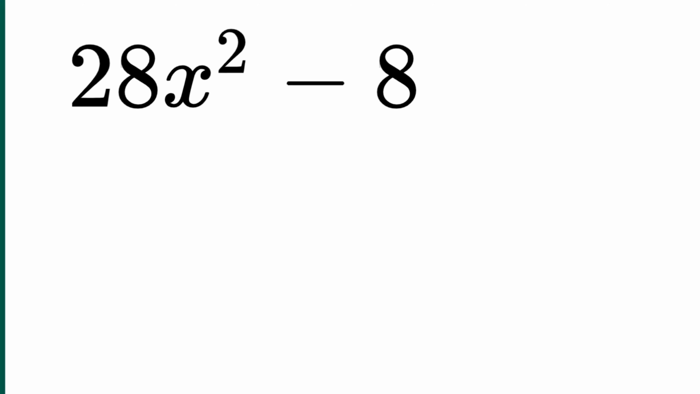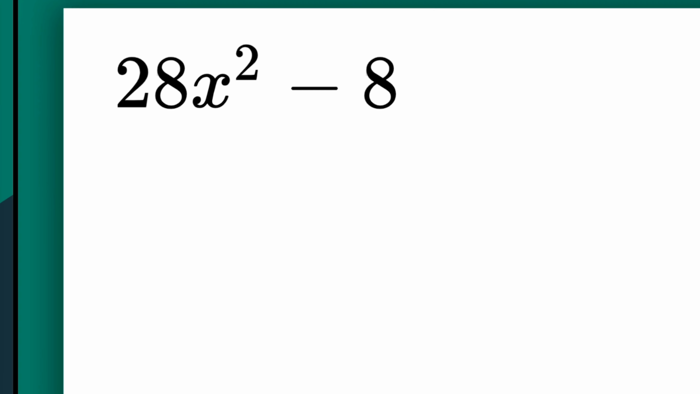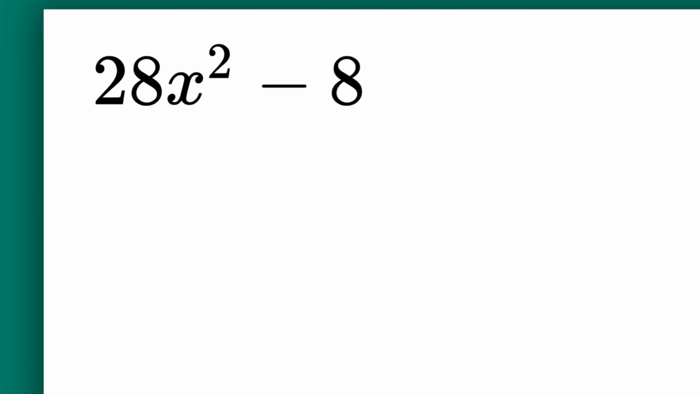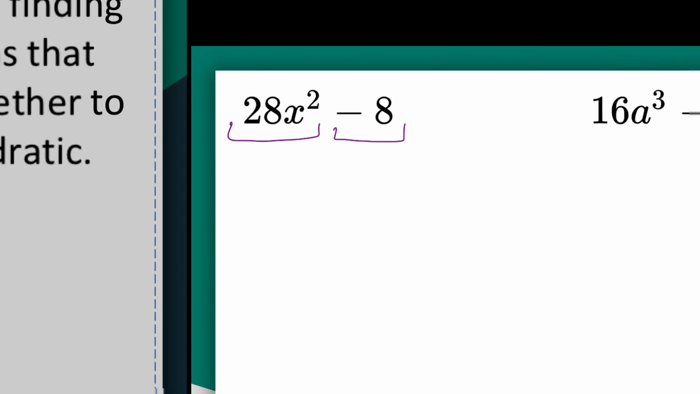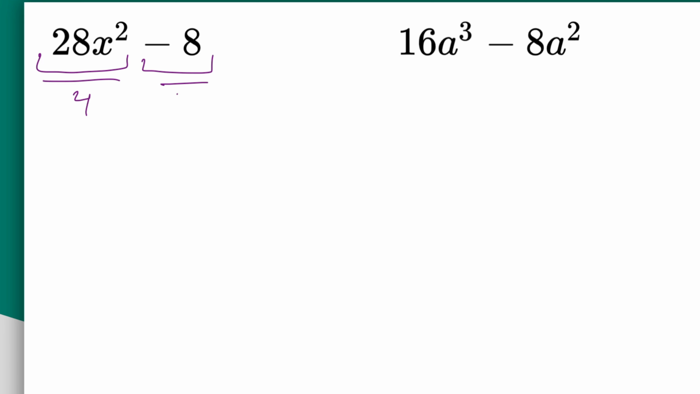Here we have a binomial, 28x squared minus 8. In order to take out the greatest common factor, we look at both terms. We look at this term and this term, and we ask ourselves, what's the biggest number that can come out of both of those? Start by looking at your smaller number. Start by looking at 8, because we can't get any larger than 8. So I know 8 goes into 8, but 8 does not go into 28. So I look at the next biggest number. I look at 4 goes into 8. That's the next biggest. 4 does go into 28. So I'm going to divide 4, which would be our greatest common factor, out of both of these.